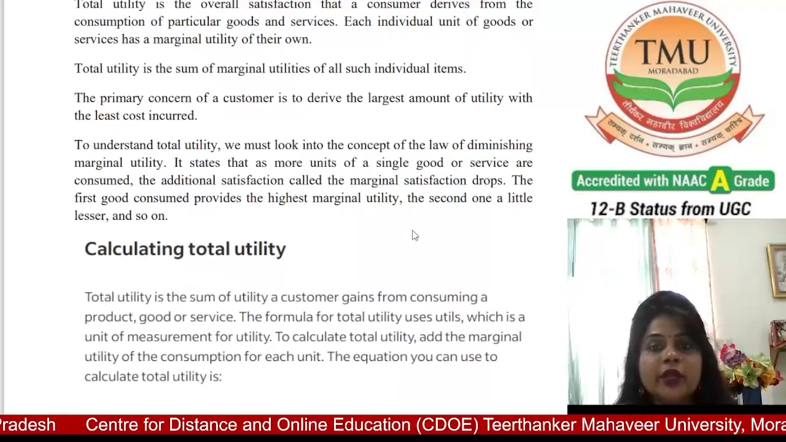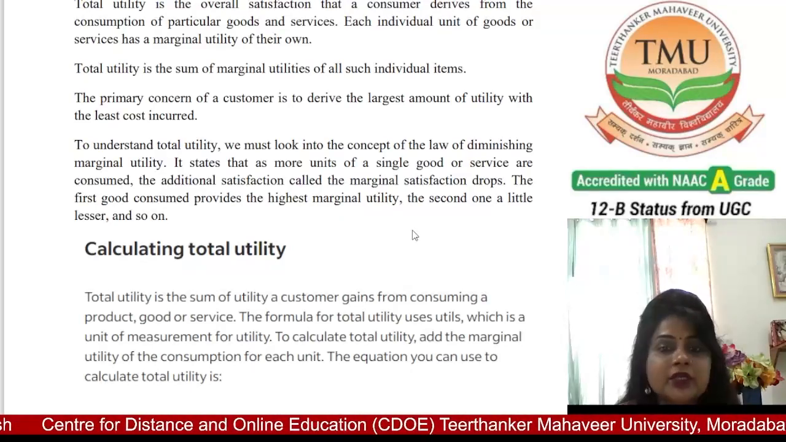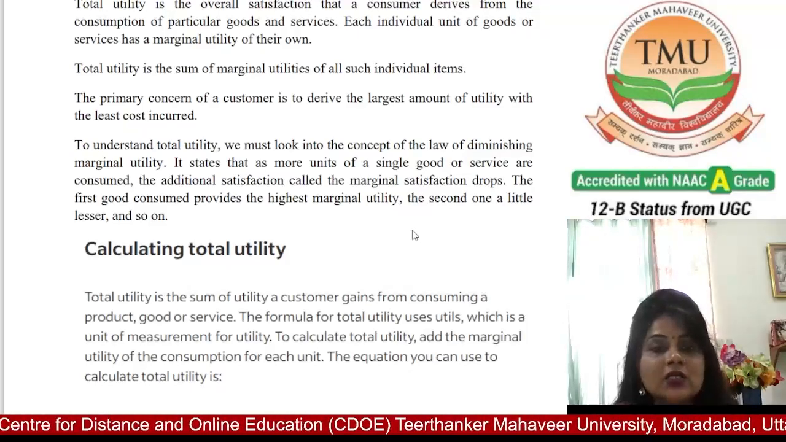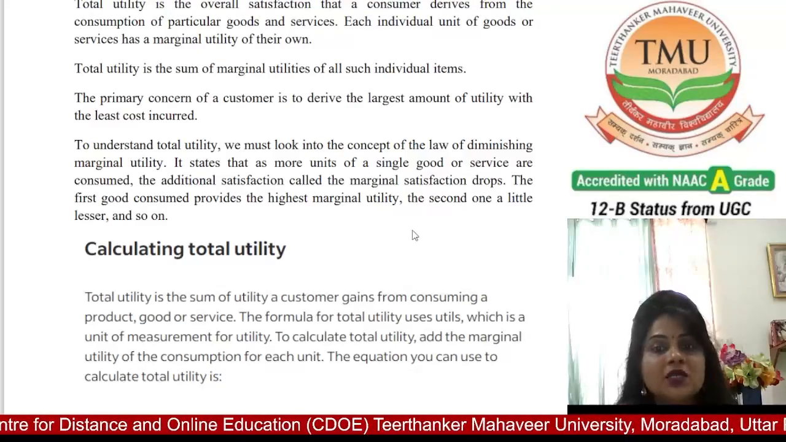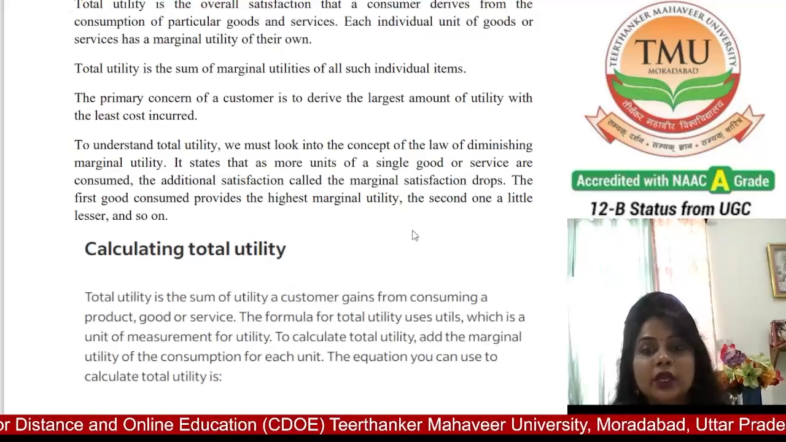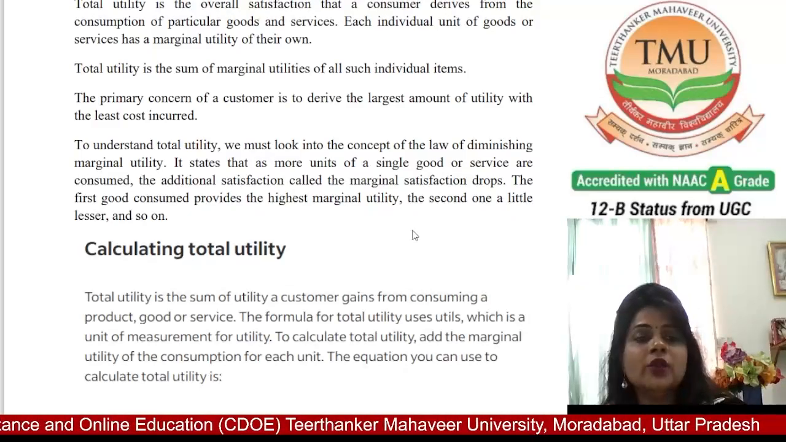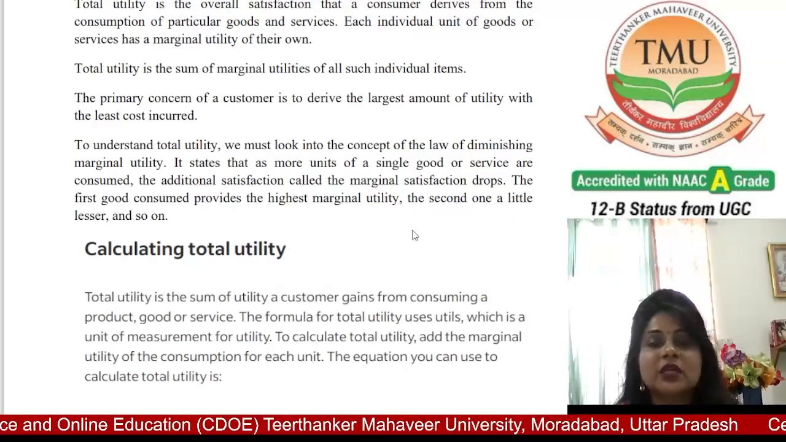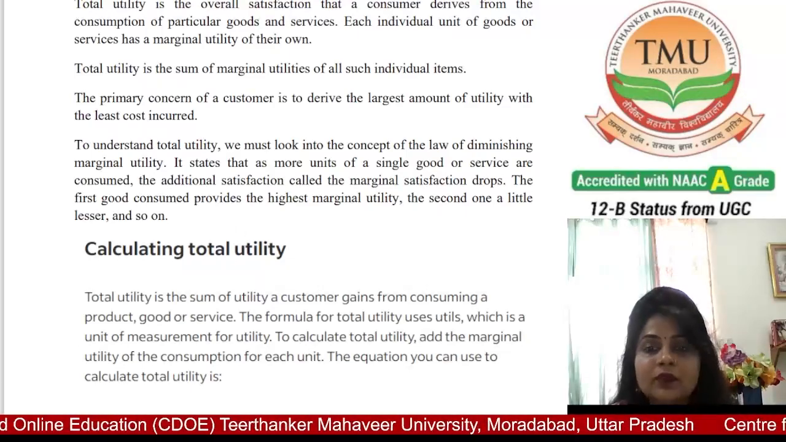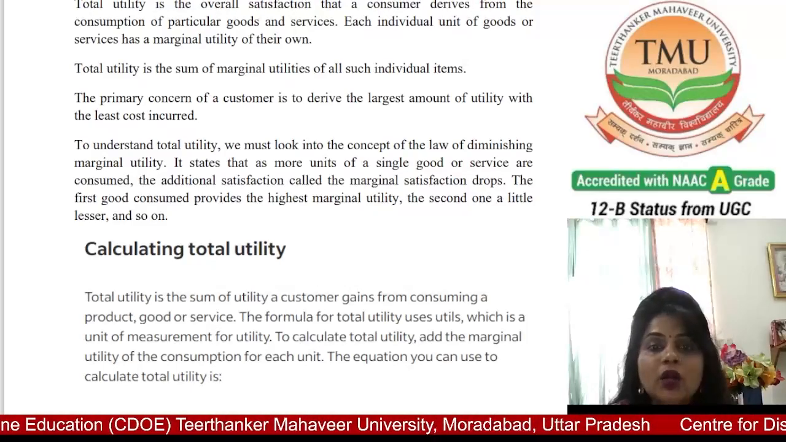To understand total utility, we must look into the law of diminishing marginal utility. It states that as more units of a single good or service are consumed, the additional satisfaction, called marginal satisfaction, drops. The first good consumed provides the highest marginal utility, and the second one is a little less. So total utility is the aggregate amount of satisfaction or fulfillment that a consumer receives through the consumption of a specific good or service.